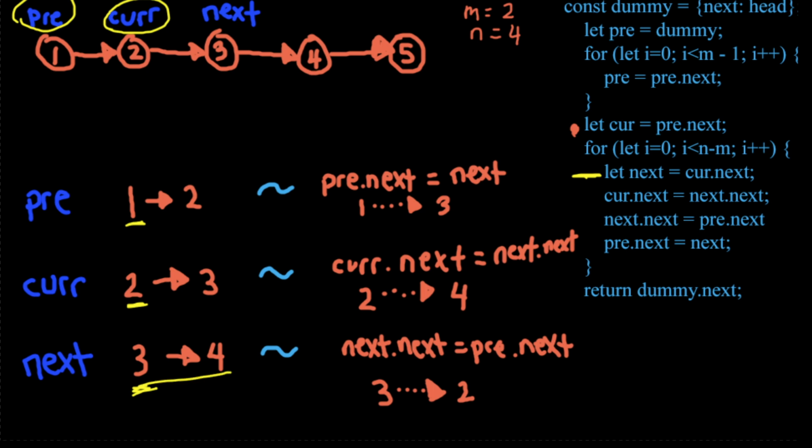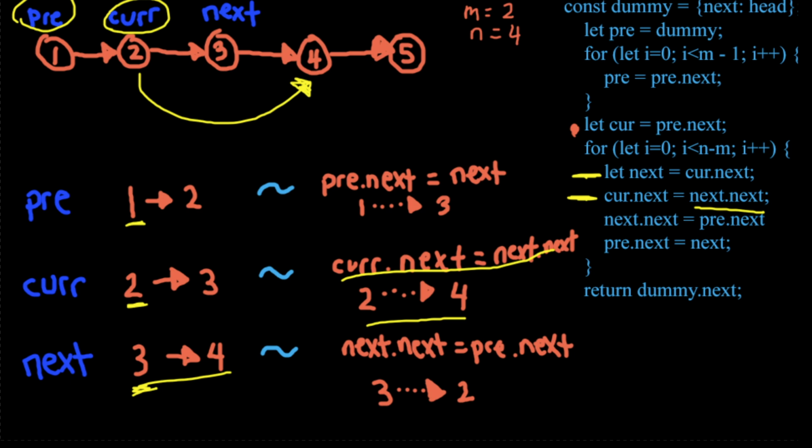Then we have cur.next equals next.next. So 2 points to 4. That's very important. 2 is pointing to 4. Okay?